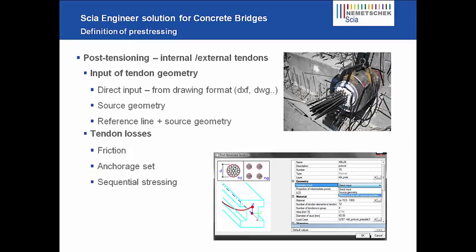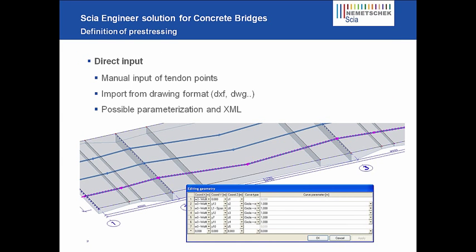So in the table you input, well, the height is 0.2 meters or 200 millimeters. And the combination of that is that you're going to input a reference line in the project, and the coordinates in the table are going to follow that reference line. And then it can immediately calculate some losses, like for example friction losses, anchorage sets, and losses due to sequential stressing. If you want to input the tendons directly, you can either do it manually or from drawing formats.